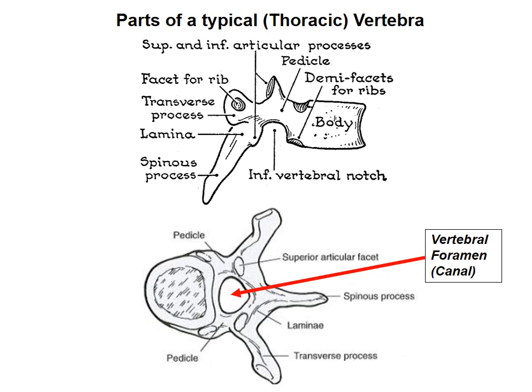Lastly, I've got a big red arrow pointing to the vertebral foramen. The vertebral foramen, when paired with the vertebra above and below it, forms the vertebral canal, and this is the foramen or canal that the spinal cord descends down the vertebral column in.